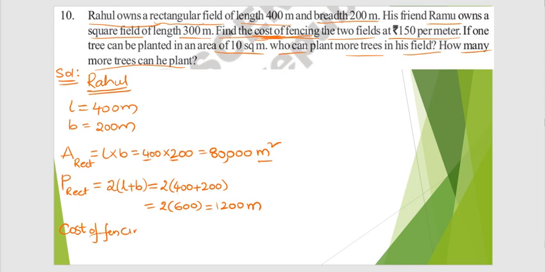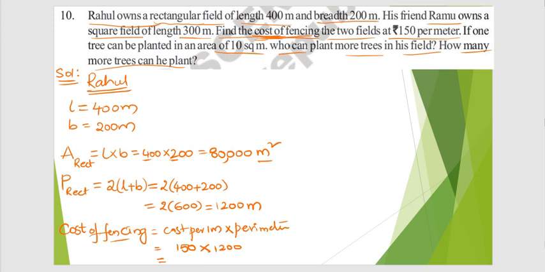So you know the formula, no? So what is the cost of fencing formula? Cost per 1 meter into, so here fencing is done at the boundary, so cost per 1 meter into, we need to take the perimeter, right? So which gives me, what is the cost for 1 meter? So it is 150 rupees into, what is the perimeter here? 1200. So 150 into 1200, how much?